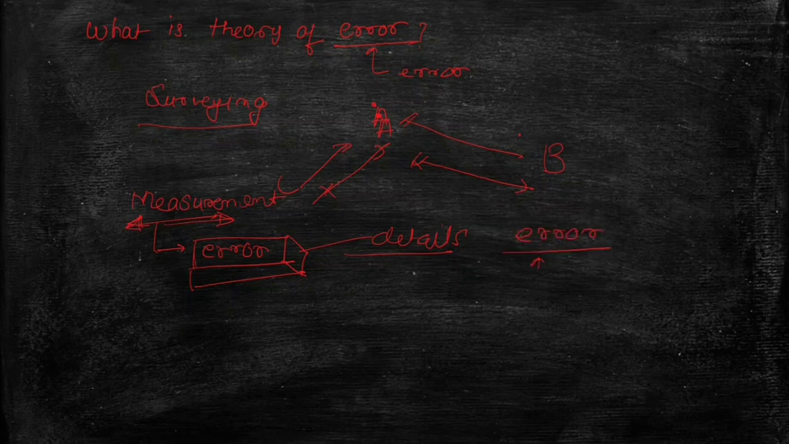Due to this error, how will you finalize the value of a physical quantity? For example, the distance between A and B is a physical quantity. If you measure it twice, which distance will you consider? Let's say in the first attempt you get 2.1 meters, in the second attempt 2.2 meters. What distance will you finalize? Will you say the distance between A and B is 2.1 or 2.2, because this variation is occurring due to the error?